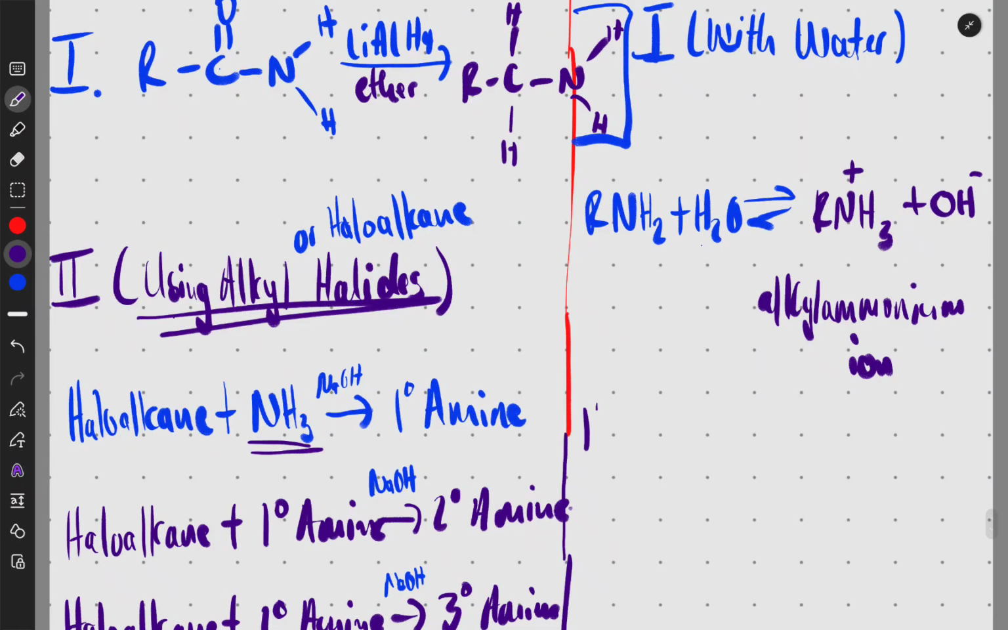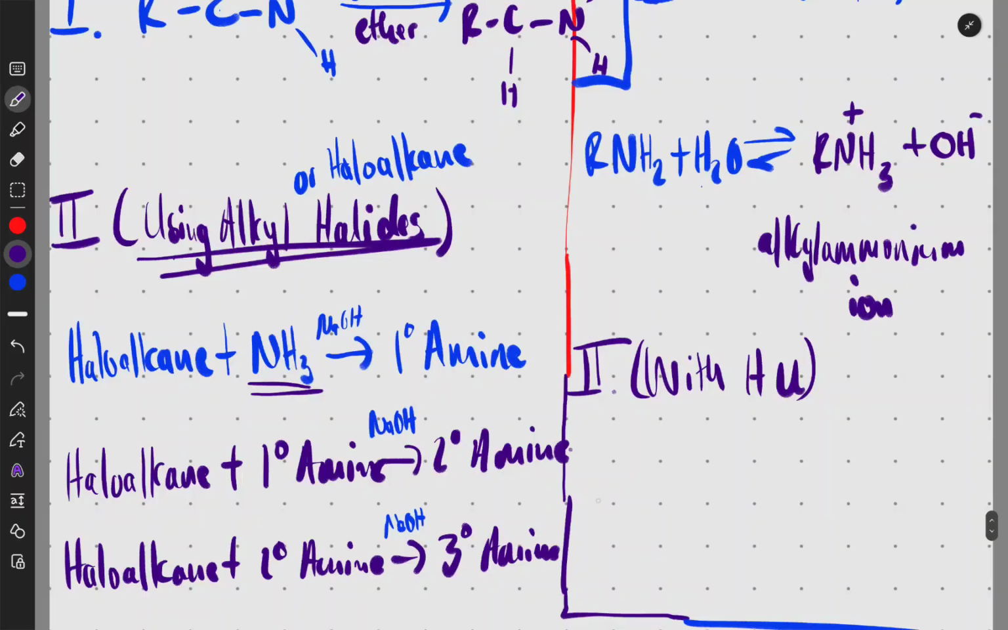Now, the second reaction is the reaction with HCl. You still have an amine, let's put a primary amine, and it's going to meet HCl and it's going to be a reversible reaction again. Remember, it must be a primary amine.